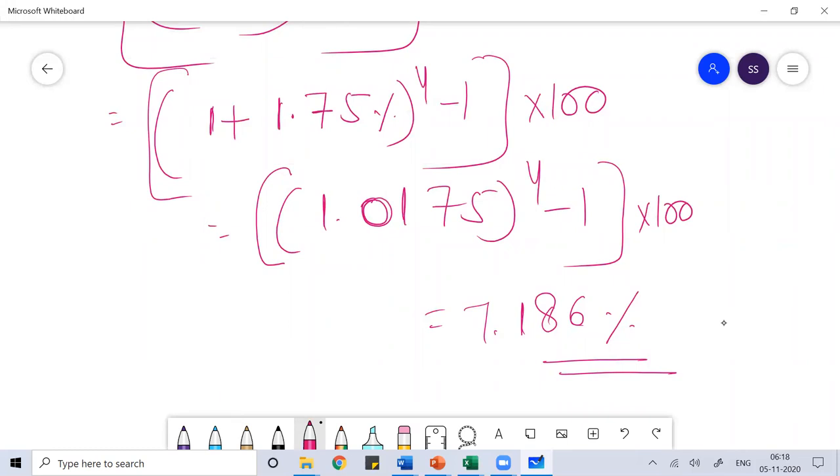1.0175 into 1.0175, you'll get 1.0353035. Into 1.0175, you'll get 1.0534. Into 1.0175, you'll get 1.071859. So minus one, you'll get 0.071859, into 100, so you get 7.1859.